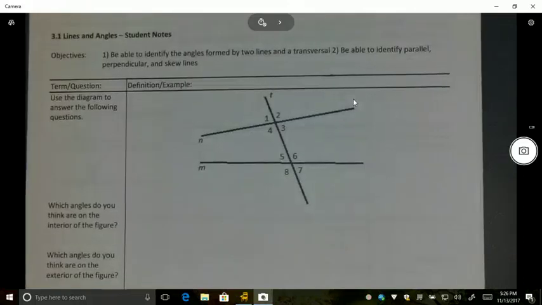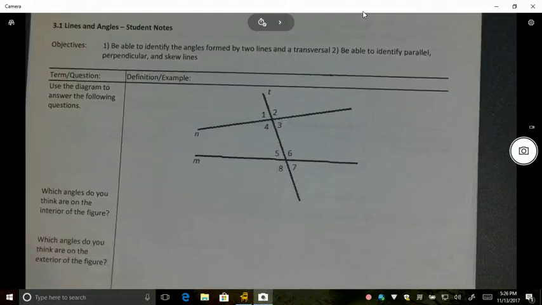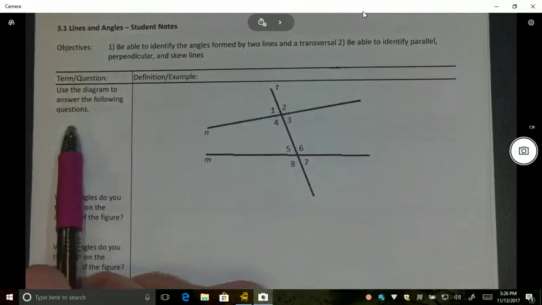Welcome to lesson 3.1. The learning targets for today are to be able to identify the angles formed by two lines and a transversal, and be able to identify parallel, perpendicular, and skew lines. It begins by asking you just some guiding questions.